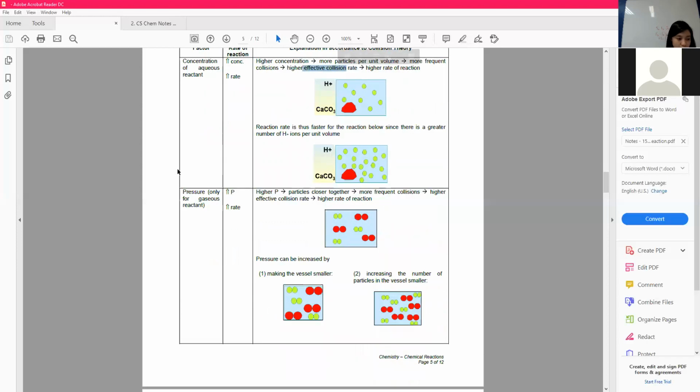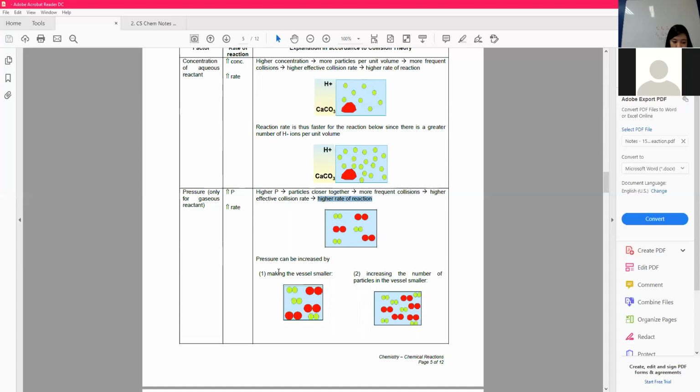If we talk about pressure, pressure only applies if there are any gases involved in your reactants. If it's just liquid, it doesn't affect. Higher pressure will lead to a higher rate of reaction. Why? We need to explain. Higher pressure means the particles are closer together, so there will be more frequent collisions and a higher effective collision rate. Therefore, a higher rate of reaction.